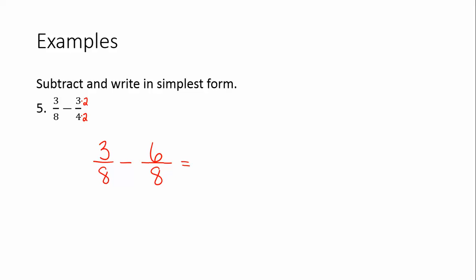Now how do we subtract fractions? Remember, just from yesterday, 3 minus 6. How do we subtract integers? We can add the opposite. So now we have 3 plus a negative 6. Those numbers have opposite signs, so we want to subtract them. 6 minus 3 is 3, but 6 is larger. 6 was negative, so our answer is also negative. So the answer here in simplest form is negative 3/8.